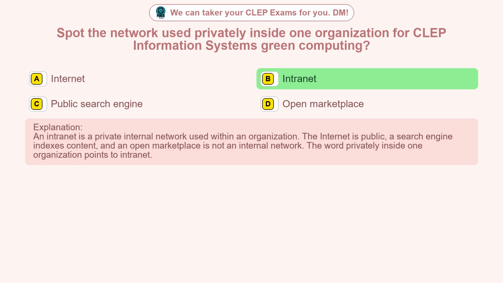An intranet is a private internal network used within an organization. The internet is public, a search engine indexes content, and an open marketplace is not an internal network.